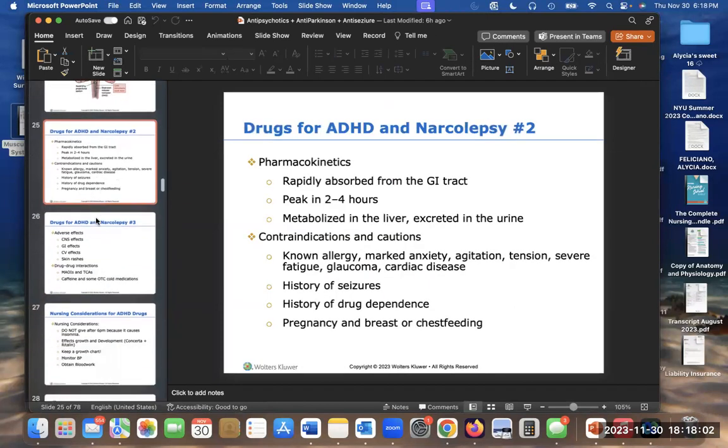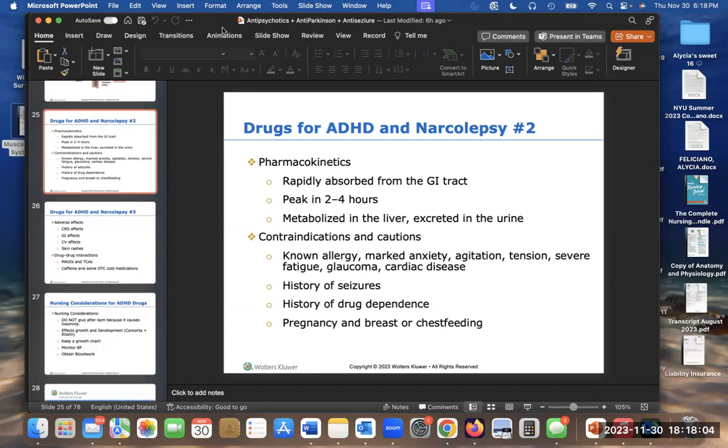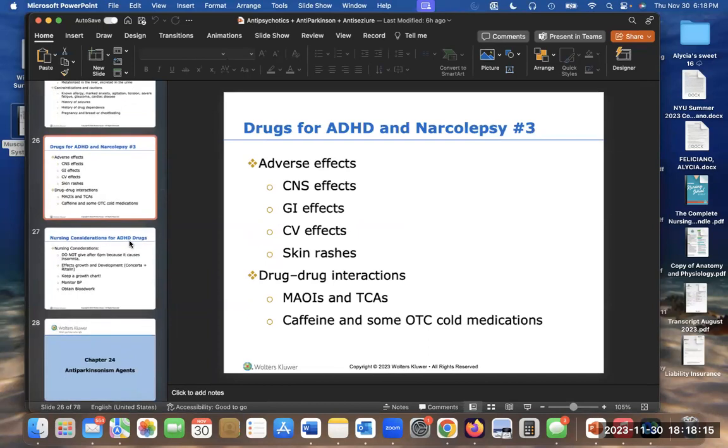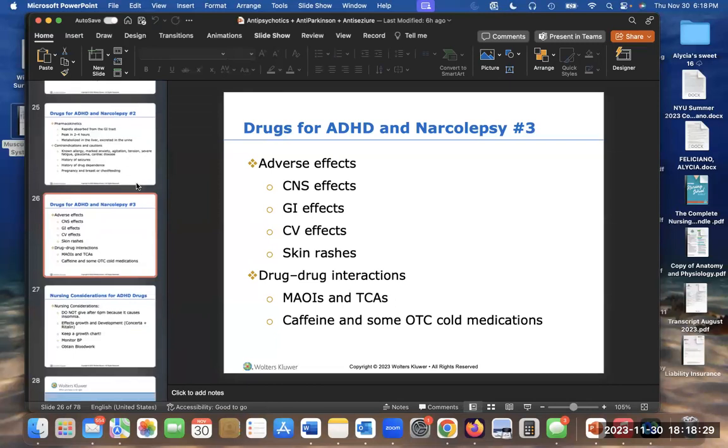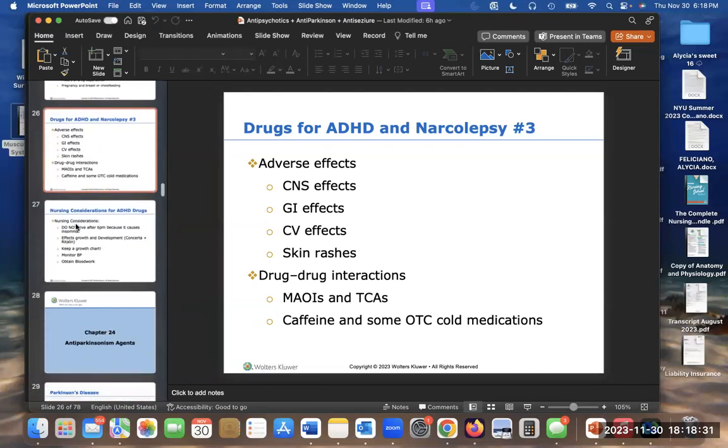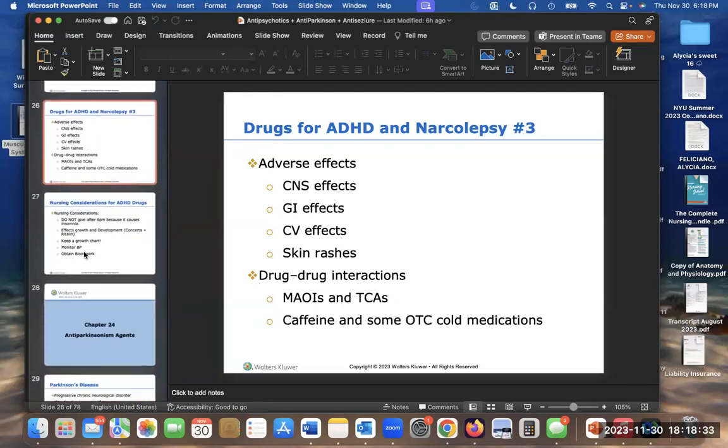So drugs for ADHD, we already talked about the types. They're, always allergies, pregnancy, history of seizures, pretty much anything with CNS, you got to be careful with seizures, okay? Adverse effects, CNS, GI, cardiovascular, but especially those CNS, right? Because it penetrates the CNS, these drugs. Drug-drug interactions, MAOIs, and TCAs. Why? Because they're CNS acting drugs. Antidepressants work in the CNS and depress it. This can be really bad. No caffeine and no over-the-counter medications.